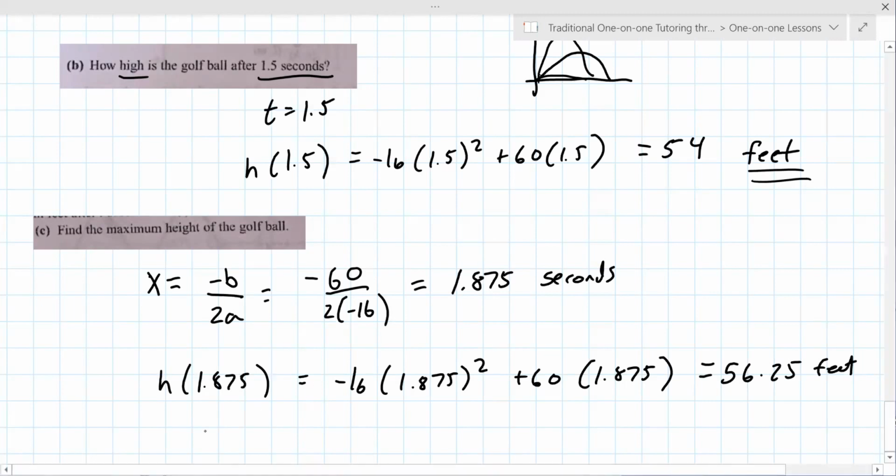Sometimes they ask you to write a sentence, so it would be like, after 1.875 seconds, the golf ball reaches a height of 56.25 feet. And you should be expected to be able to reasonably do that.